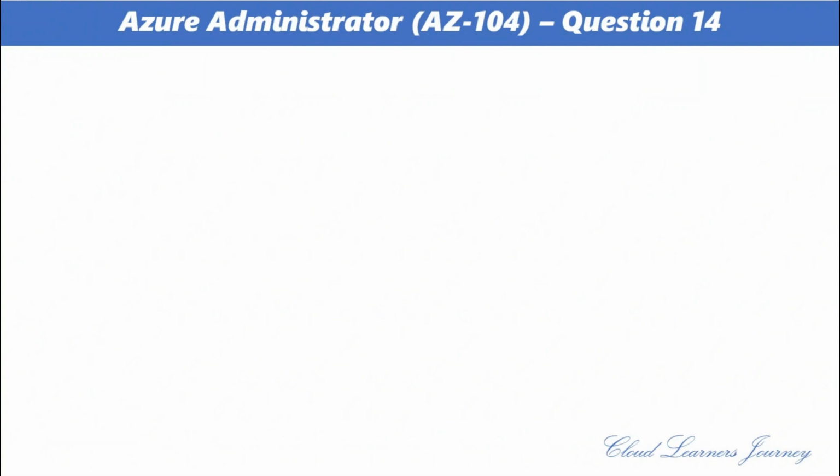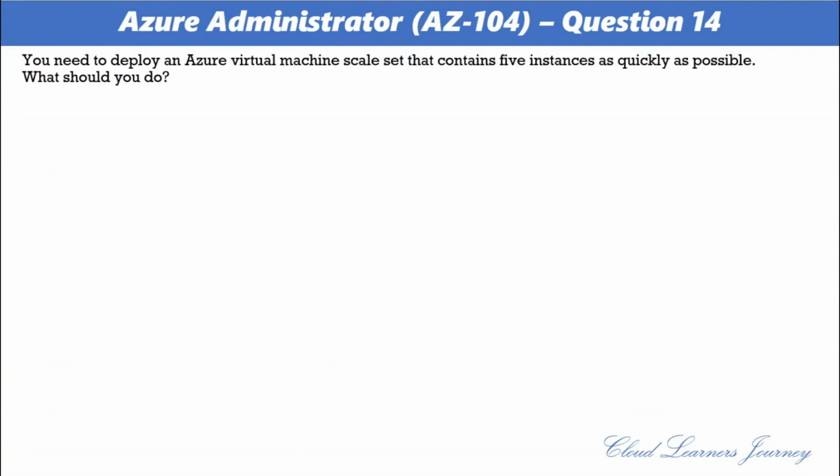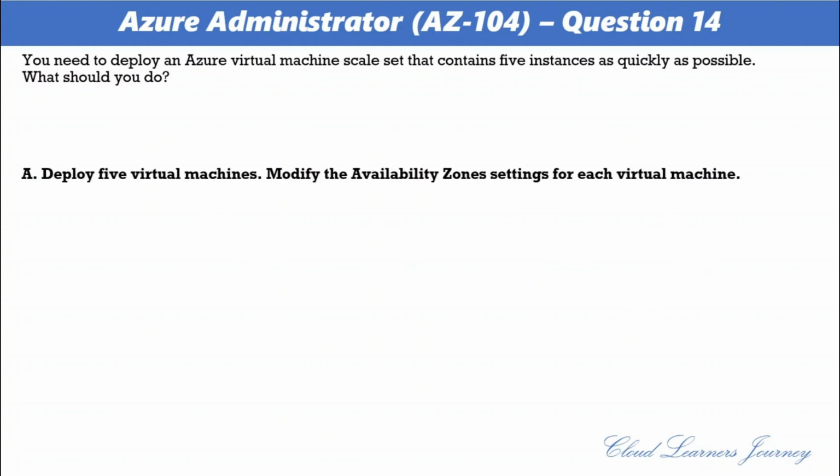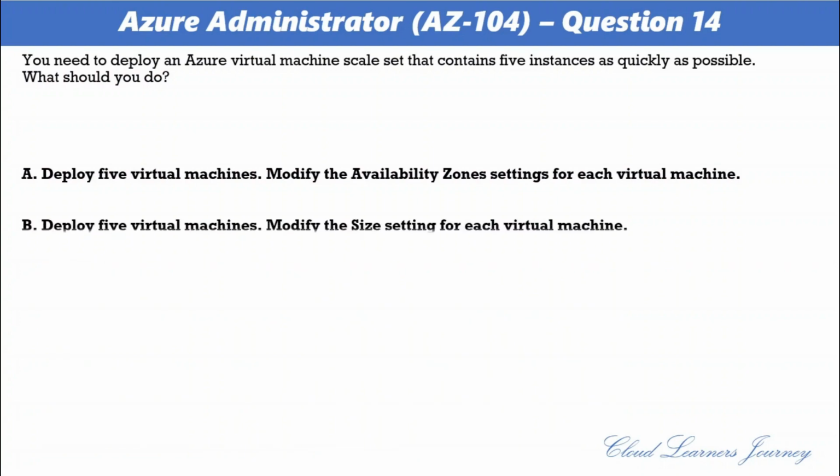Next, question number 14. You need to deploy an Azure virtual machine scale set that contains 5 instances as quickly as possible. What should you do? And the options are A. Deploy 5 virtual machines. Modify the availability zone settings for each virtual machine. B. Deploy 5 virtual machines. Modify the size setting for each virtual machine.